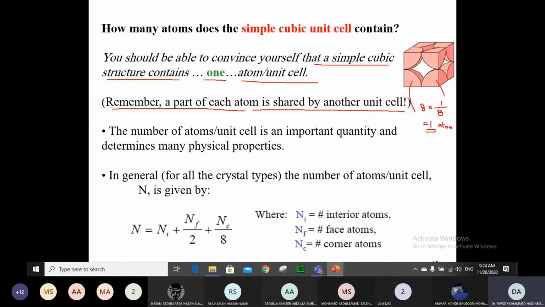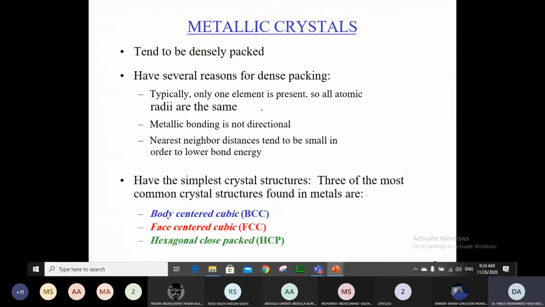Why is it called simple cubic crystal structure? Why the term simple? Do we have other cubic crystal structures? Yes, exactly. Last time we already mentioned that the simplest is what we have already seen. We have others also. We have the body center cubic, the BCC, and the face center cubic, the FCC crystal structure. We have the hexagonal close pack, the HCP crystal structure.